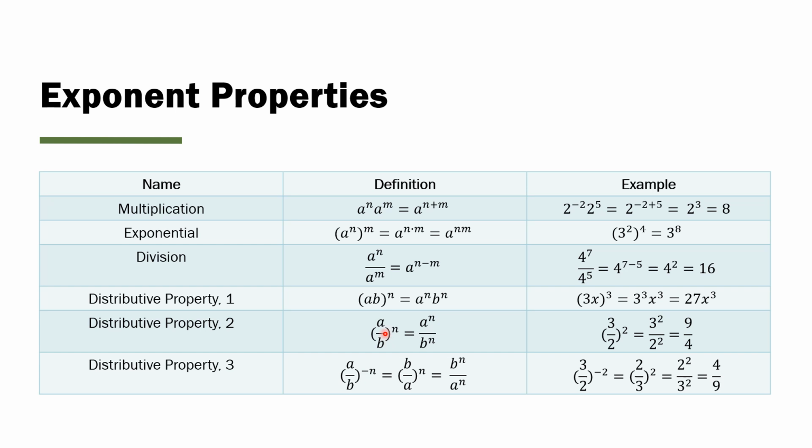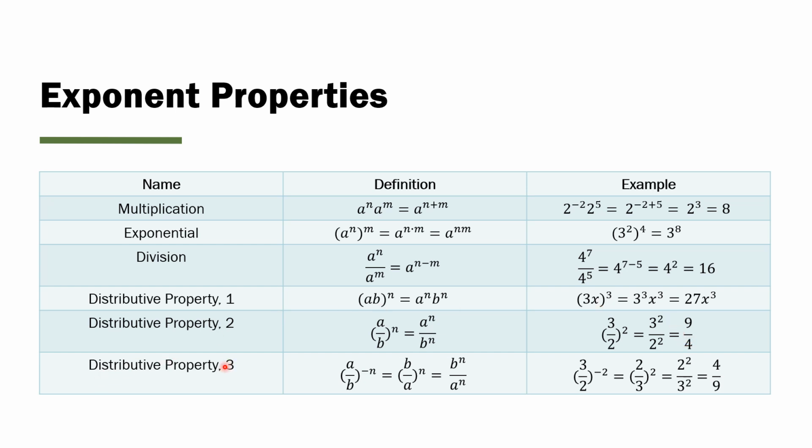And this also applies for fractions. So if I have a fraction a divided by b raised to the power of n, then both the numerator and the denominator will be raised to the power of n. So if I have 3 divided by 2 raised to the power of 2, the numerator 3 gets raised to the power of 2, and the denominator 2 also gets raised to the power of 2, and we get 9 divided by 4.